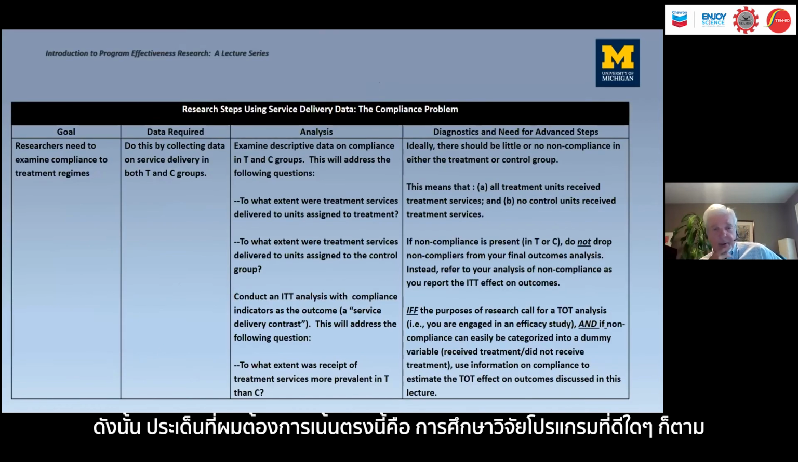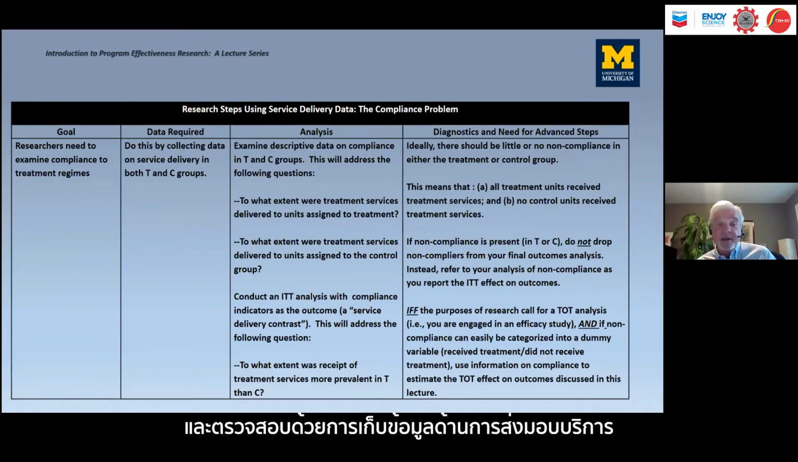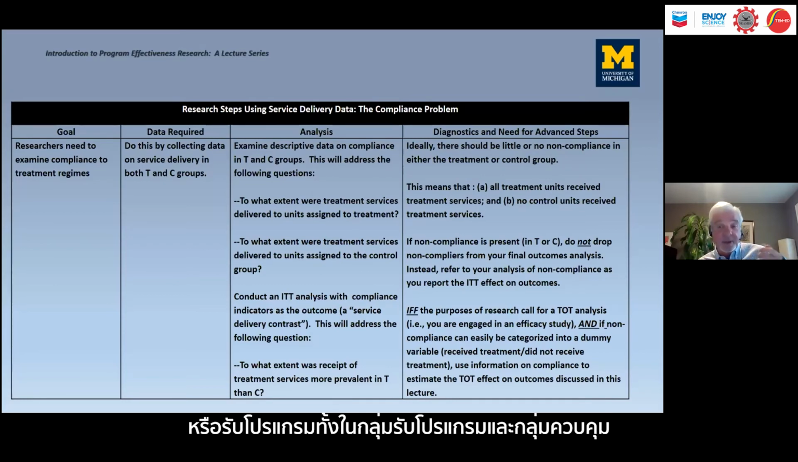So here, the one point that I'm making is that any good research study of an intervention needs to examine compliance to the treatment regimes in the study, and that is done by collecting data on service delivery, not only in the treatment group, but also in the control group. So now we have such data. We have data on the services that were delivered, or treatment uptake, in both treatment and control.